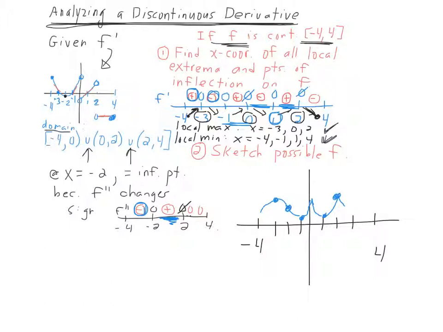Then from 2 to 4 we know that it needs to decrease, and notice that the concavity here is 0, so that means it doesn't have any concavity. It's not bent upward, it's not bent downward. So what that must mean is that you have just a straight line. So you have a sharp turn, and then it just shoots straight down. So we have two sharp turns. That's where the derivative doesn't exist. So this would be a possible graph for f.